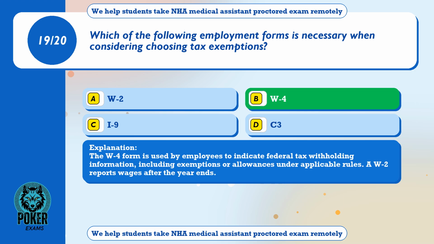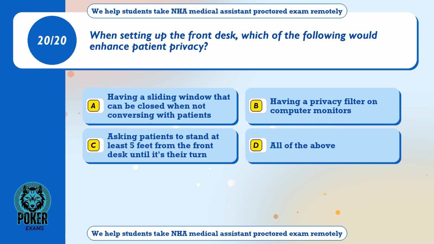Question 20. When setting up the front desk, which of the following would enhance patient privacy? Option A. Having a sliding window that can be closed when not conversing with patients. Option B. Having a privacy filter on computer monitors. Option C. Asking patients to stand at least 5 feet from the front desk until it's their turn. Option D. All of the above.